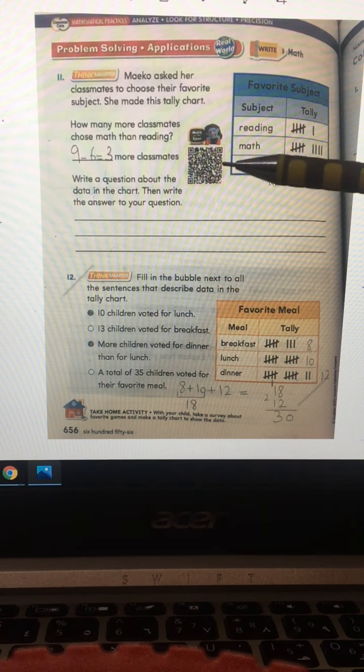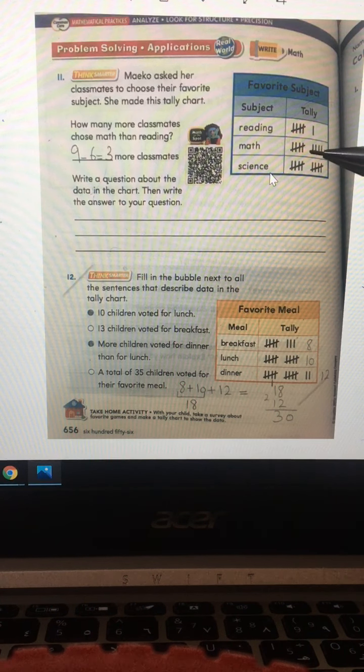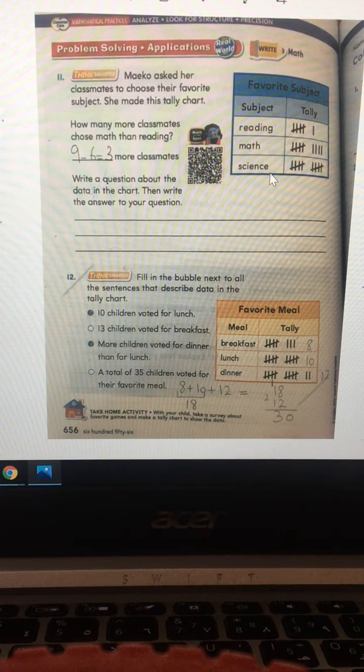And how many chose the math subject? Here is 5, and let's count these single tally marks. 1, 2, 3, and 4. So 5 plus 4 is 9. Now let's subtract because I want to know the difference, or how many more classmates chose math than reading. So I'm going to subtract: 9 minus 6 is equal to 3. So 3 more classmates chose math than reading.